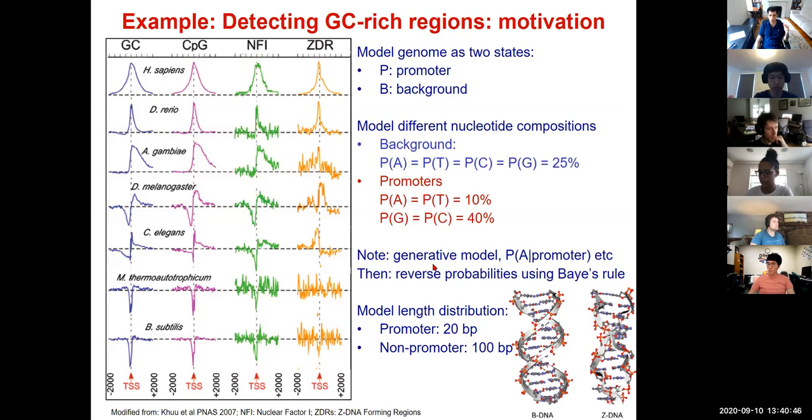Okay? So this is going to be a generative model, which is going to be basically telling us the probability of each character given the promoter. And we're going to be reversing these probabilities using Bayes' rule. And I also, from studying the genome, see that this increase in GC lasts about 20 nucleotides, and maybe promoters last about 100 nucleotides. Non-promoters last about 100 nucleotides, okay?